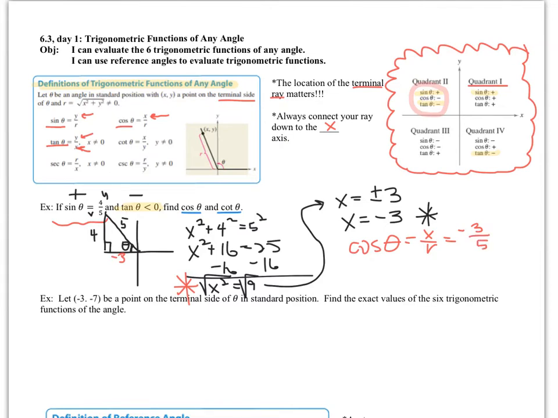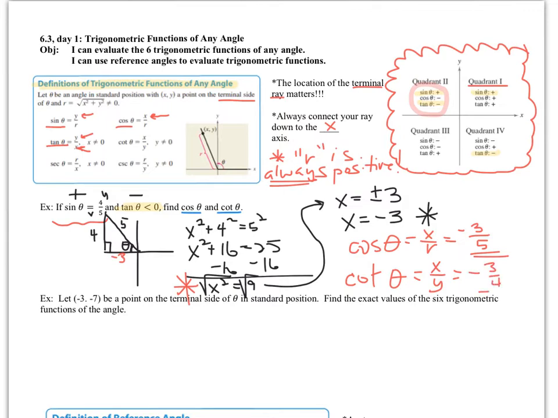R will always be positive, and maybe we should write that down. I don't think that's written anywhere. Make sure r, if you're ever calculating that, is always positive. So we would never have that plus or minus option if we were calculating the length of the hypotenuse. Okay, we know cosine. Let's get cotangent. It says cotangent equals x over y, and that would be -3 over 4.